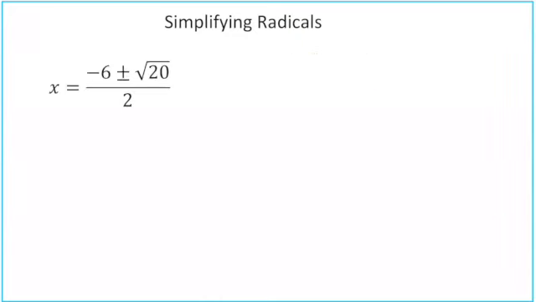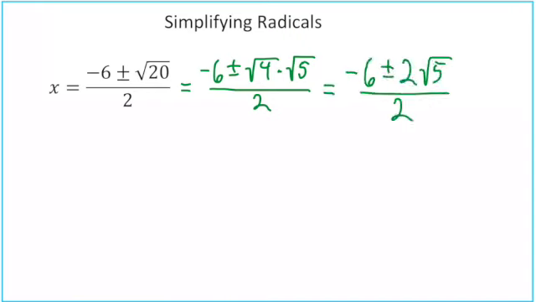One of the most common uses for simplifying radicals is when you're using quadratic formula to solve an equation. So here we have an answer that looks like it came from quadratic formula. And we can go ahead and continue to simplify it because the radical 20 can be simplified. So our first step would be to simplify the radical 20 into radical 4 times radical 5. Now we can go ahead and turn that square root of 4 into a 2. So we simplified the radical, and now we got negative 6 plus or minus 2 radical 5 over 2.